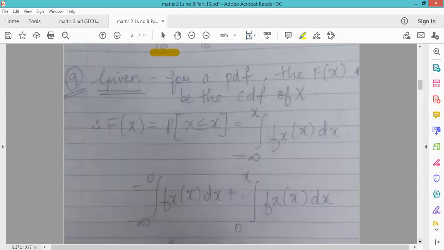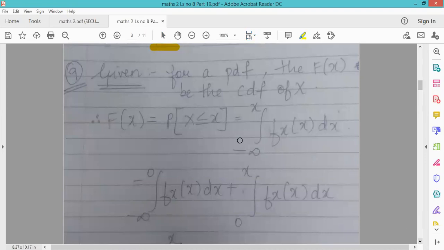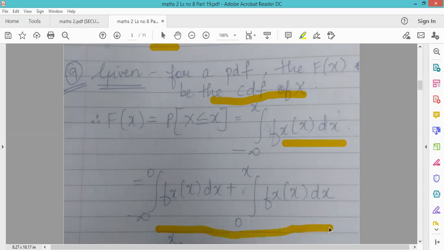Again given a PDF, so we'll assume let F of x be the CDF of x. So again, I'll put the formula. Capital F of x is equal to probability x less than or equal to x, minus infinity to x integration f of x dx. On breaking up the formula, I get integration minus infinity to 0 f of x dx plus integration 0 to x f of x dx.